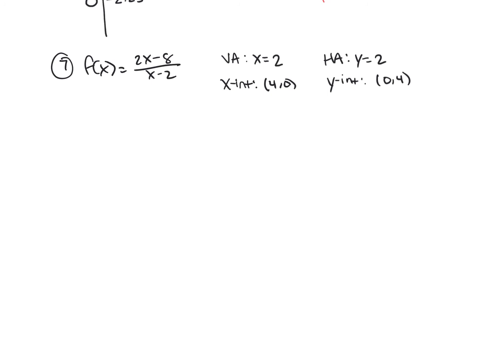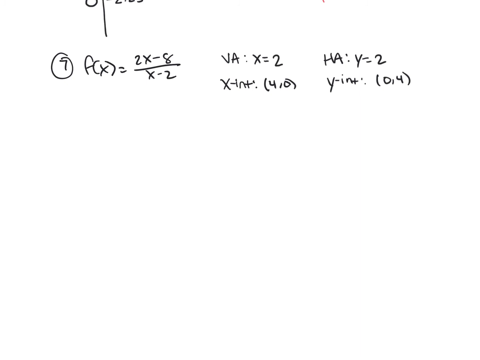Again, all of these features were found in the last video, so feel free to go check that out if you want to see how that was found. Also, you may notice in this case, the vertical and horizontal asymptote are the same, and the x and y-intercept have the same values. That is not always the case. I just want to show you that it happens sometimes.